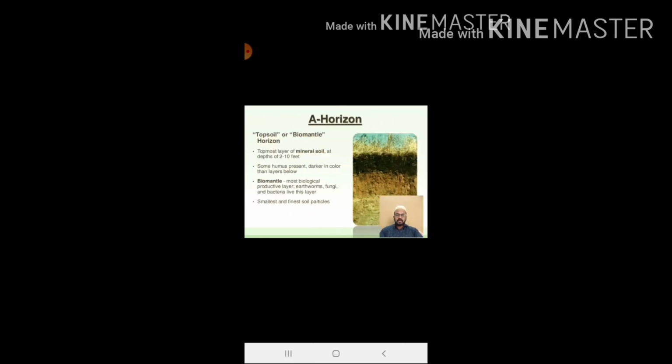A horizon is the layer found below the O horizon and above the E horizon. It is also called topsoil. Seeds germinate and plant roots grow in this dark colored layer. It is made up of humus and organic matter mixed with mineral particles. This is the topmost layer of mineral soil, at a depth of 2 to 10 feet, and humus is present, giving it a darker color.